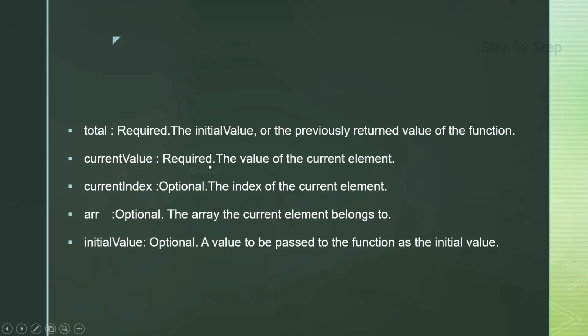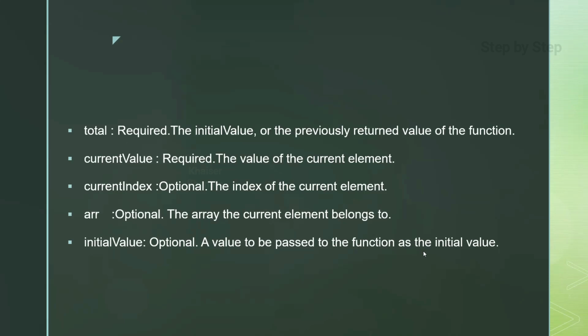And this current value will be the next value inside the array element. This current index and this array are optional, because they give the index number and the array on which we are working. The initial value is also optional, and this value will be passed to the function as the initial value. If we want to give any initial value to our function, then we will use this initial value.